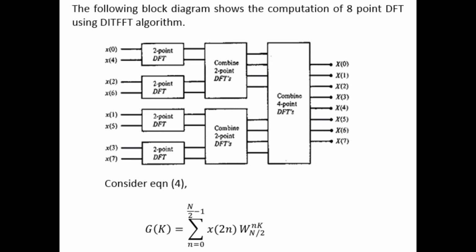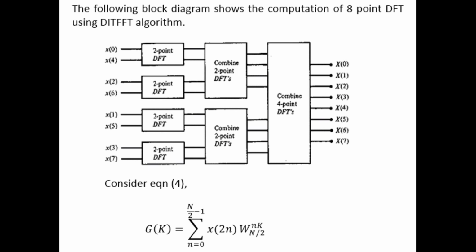The following block diagram shows the computation of 8-point DFT using DIT FFT algorithm. So for the first 2-point DFT, we have to give the input as x of 0, x of 4, second one x of 2, x of 6, third one x of 1, x of 5, and fourth one is x of 3 and x of 7. So these two 2-point DFTs combined together will form 4-point DFTs, and combining those two 4-point DFTs will give 8-point DFT with output x of 0, x of 1, x of 2, x of 3, x of 4, x of 5, x of 6 and x of 7.